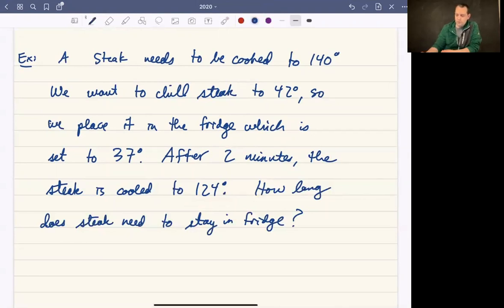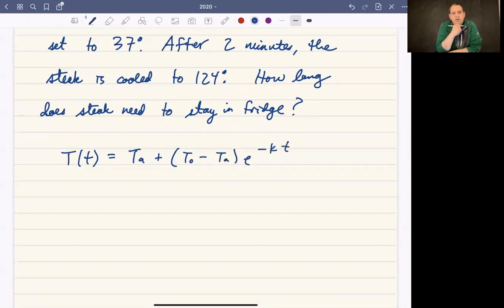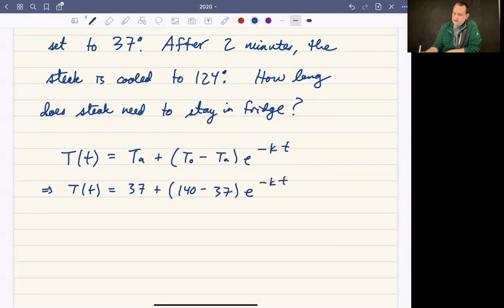So what we're going to do is take our equation for the temperature, and we know that that's going to be the ambient plus the initial minus the ambient, e to the minus kt. The first thing we're going to notice is that we can fill out the ambient temperature and the initial temperature right away, but we're going to have to figure out what k is. And that's what our initial data point is going to help us with. So let's do this, in 2 steps. Our ambient temperature is 37. Our initial temperature is 140. And we have to find k.